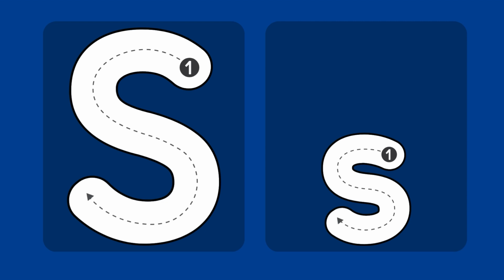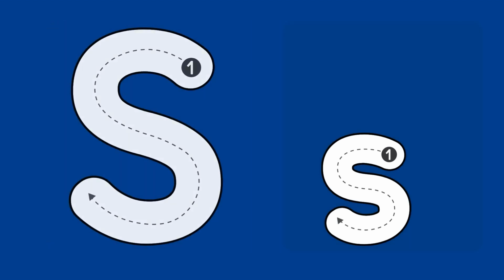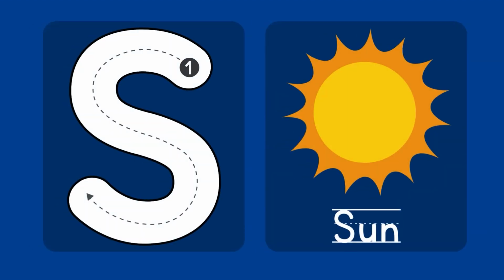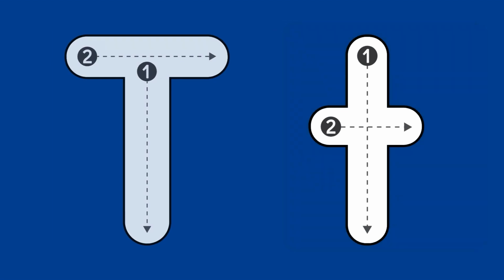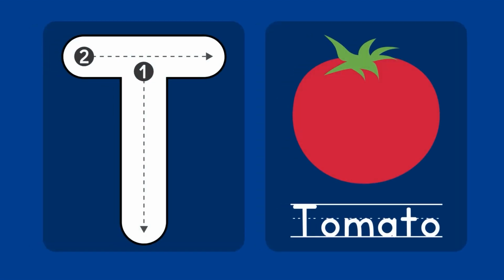Follow the number to write the letter. S for sun. Follow the number to write the letter. T for tomato.